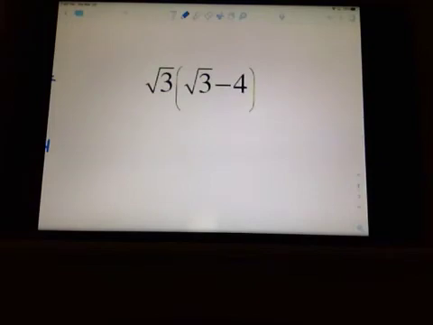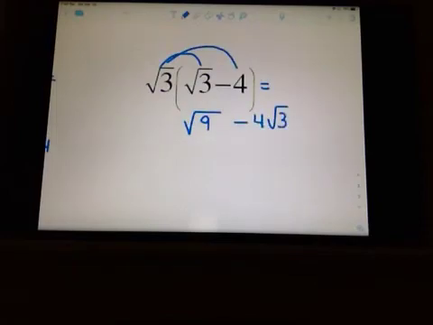When you see this, you should recognize that this is a distributive property. We've distributed things lots of times over the years, so you should recognize that. So I distribute. The square root of 3 times the square root of 3 is the square root of 9. The square root of 3 times minus 4 is minus 4 square root 3.